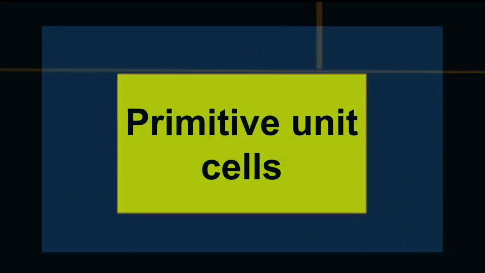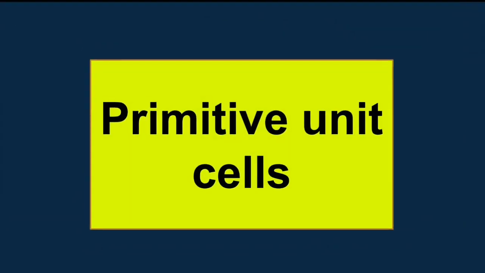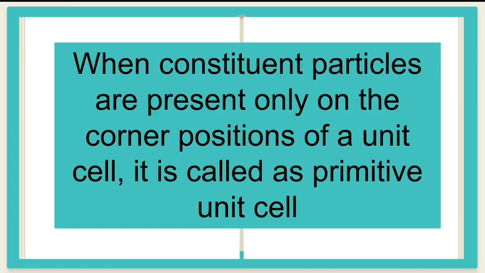Now first we'll discuss what primitive unit cells are. When the constituent particles are present only on the corner positions of a unit cell, it is called a primitive unit cell. That is, when the constituent particles, whether atoms, molecules or ions, are present only on the corners, then it is called a primitive unit cell.